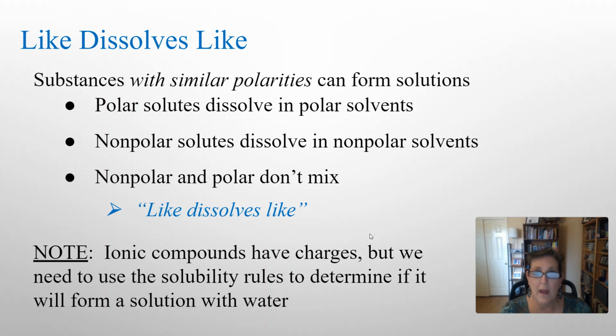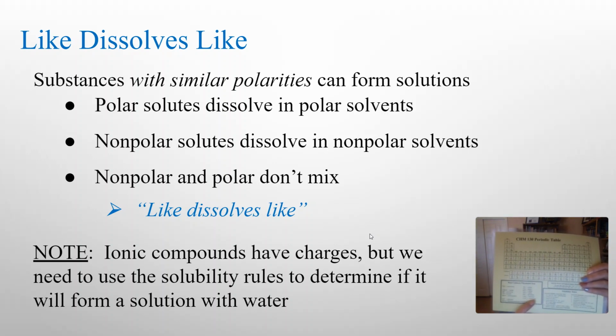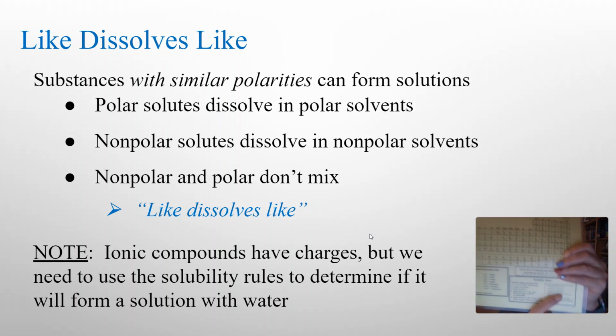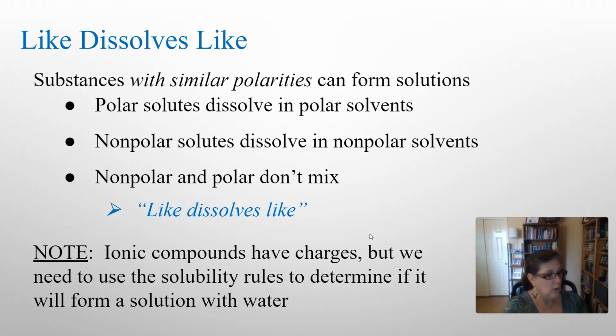Note, ionic compounds have ionic charges, right? But you need solubility rules to determine if they will form a solution with water. So solubility rules in your periodic table are for ionic compounds. We use like dissolves like when we're talking about covalent compounds, right? Polar and nonpolar covalent compounds. So if you want to know if things mix with water, you have to look at polarity for covalent compounds, but for ionic compounds, you look at the solubility rules, which we already know. Great.